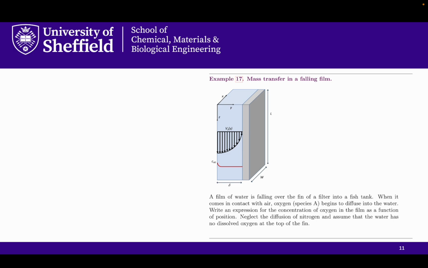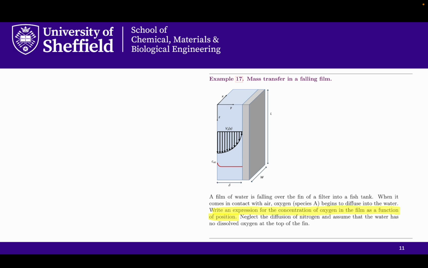So our system is a thin film of water flowing over a fin. And at the top of the fin, where z equals 0, the water is completely free of oxygen. And as it flows down the fin, oxygen enters the water from the free surface. Oxygen is also accumulating at the bottom of the fin because the water is flowing down, bringing oxygen downwards through advection. So there's both diffusion in the y direction and advection in the z direction. There's not any concentration gradient in the x direction, so we won't be looking at that in this problem.